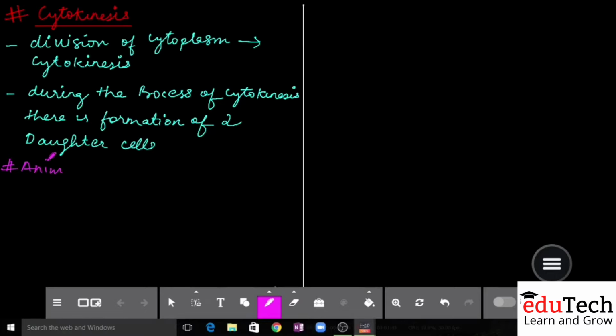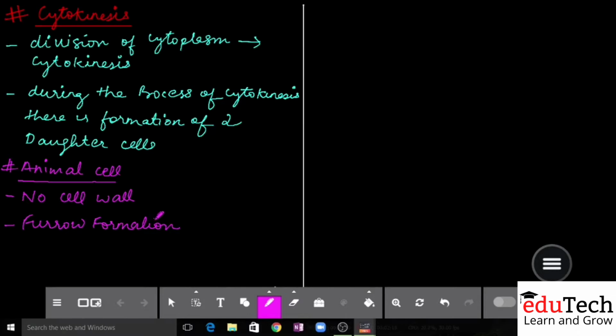When we talk about animal cells, everyone knows that in animals there is no cell wall. There is no cell wall. So cytokinesis in animal cells is quite easier compared to plant cells. When we talk about cytokinesis in animal cells, there is formation of what is called a furrow. Now what do you mean by furrow? Simply, a furrow is a kind of constriction.